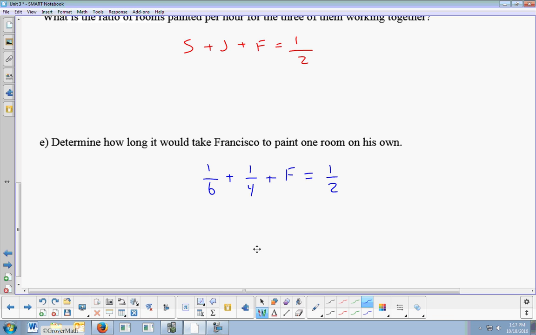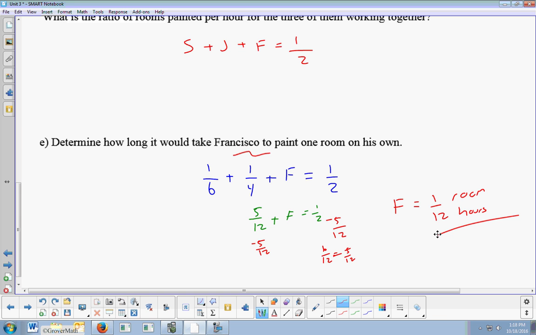in 2 hours. So let's solve this, a little math here. We already know that 1/6 plus 1/4 is 5/12, plus F equals 1/2. And so then we can subtract 5/12 from both sides, and we'll get Francisco's rate. Again, your calculator can do that math for you, but I can think of 1/2 as 6/12 minus 5/12 comes out to be 1/12. So Francisco is pretty slow. He can paint one room in 12 hours. So he's not a very good painter.